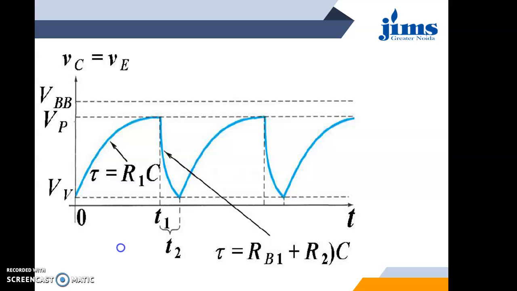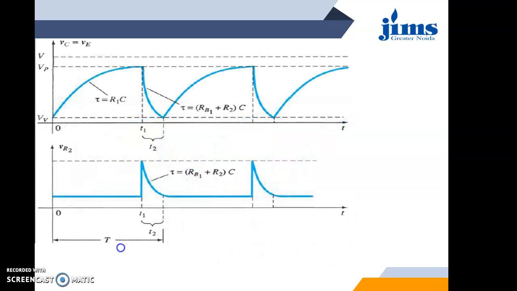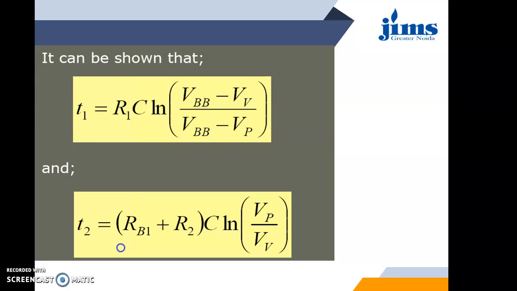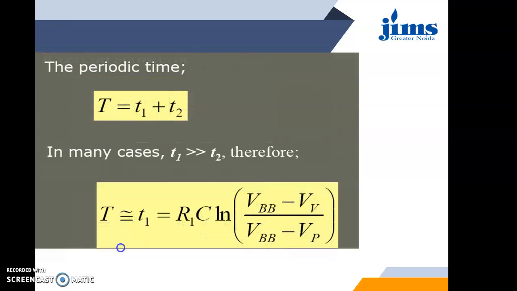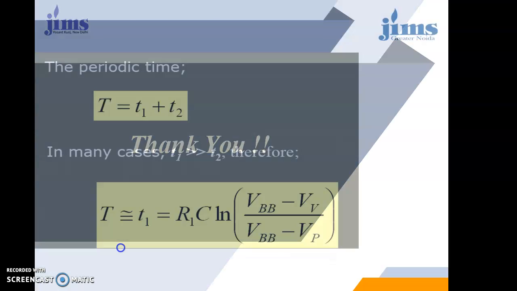If we have charging and discharging in continuation, we get a sawtooth voltage as shown in the figure, and with that we get the values of T1 and T2. If we sum them up and take the reciprocal, we get the frequency.